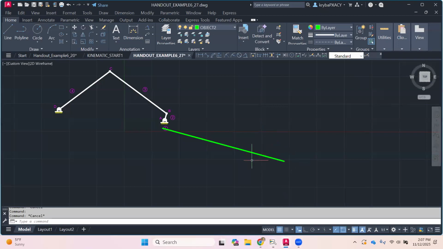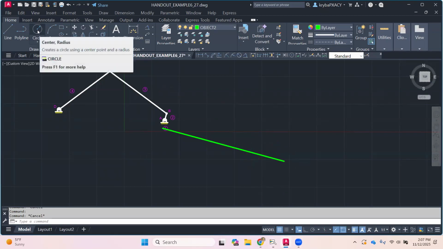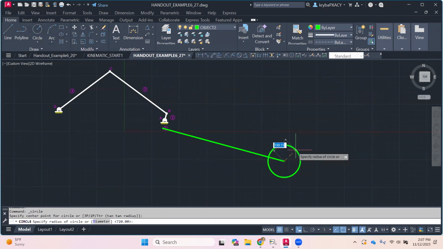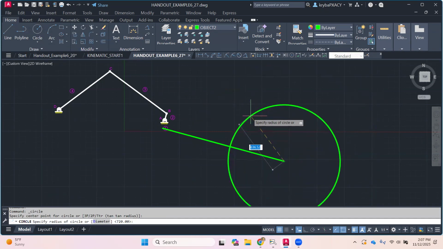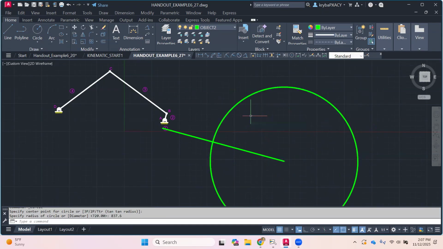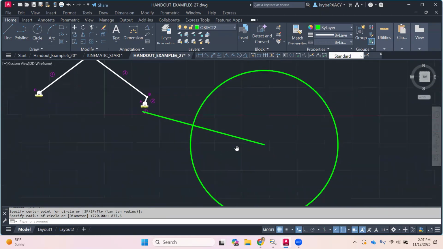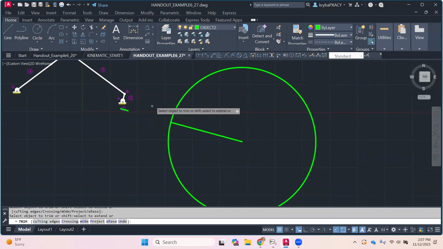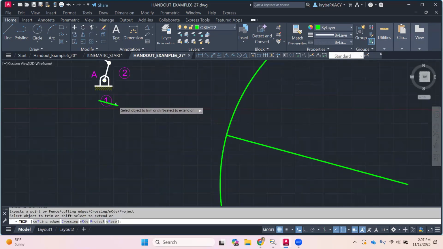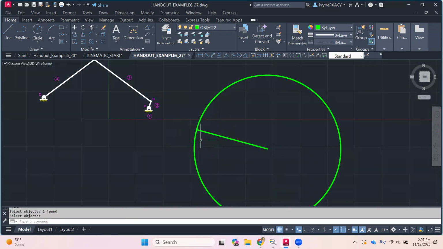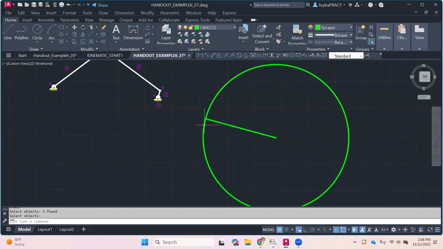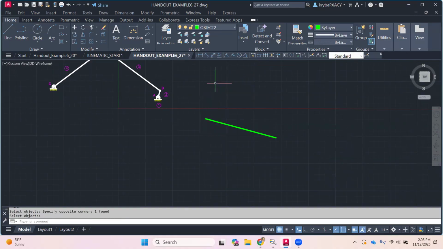So I'm going to go back to AutoCAD. I don't have to worry about scaling anything. I am going to draw a circle with center and radius, and I'm going to start my center at one of the endpoints. I am simply going to have the radius as 837.6, which is the length of velocity B. Now I'm going to trim away the portions of the line that I don't need. That way, from the center out to the radius, that is 837.6. So then I can get rid of my circle.